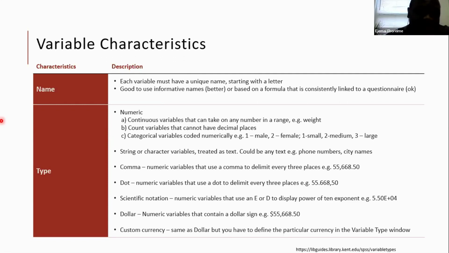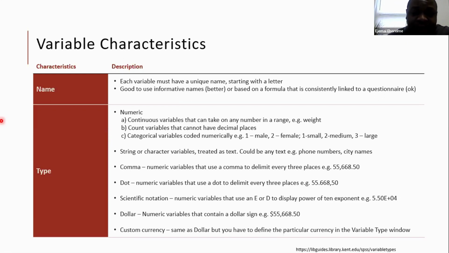You also have string variables or character variables, which are just text. If you want to enter something like the name of a city, or a phone number, any text at all, it would be a string. It's called a string variable. Then you have comma variables as well. These are numeric variables that use a comma to delimit.